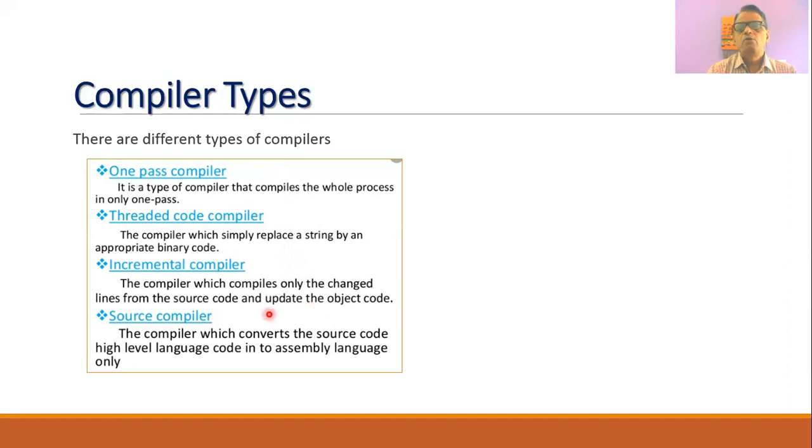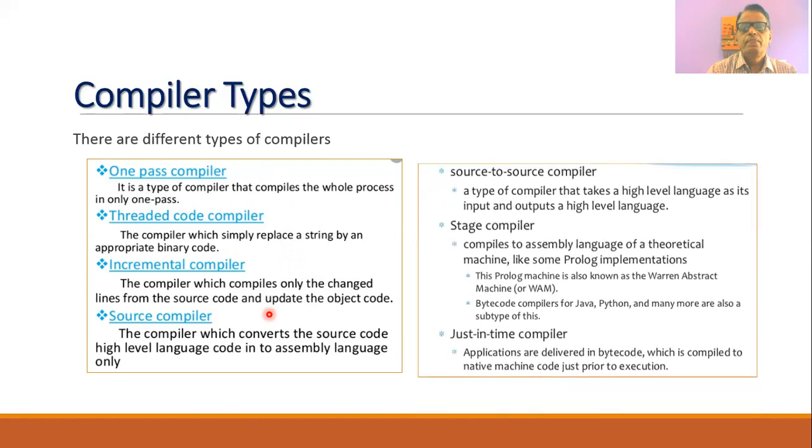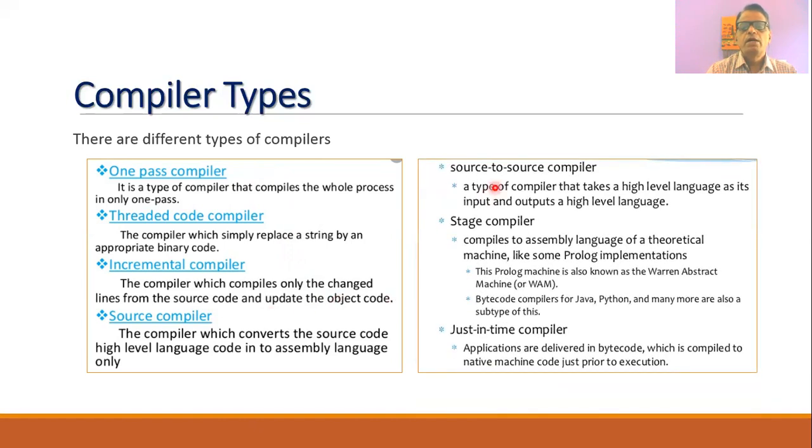Some compilers are called source compilers, where the source code of any high-level language is converted into assembly language code. Some compilers are called source-to-source compilers, where the compiler will accept the input which is written in one high-level language and it will produce the output in another high-level language. For example, we can have a compiler which will accept a program written in BASIC and will produce a C program at the output.